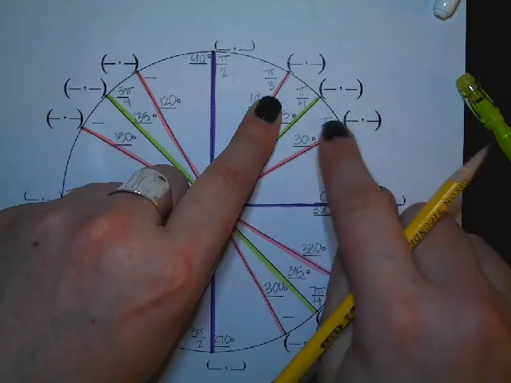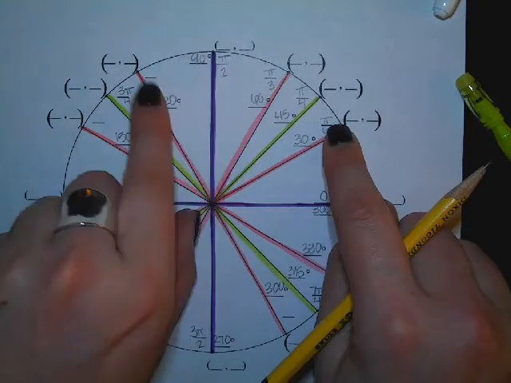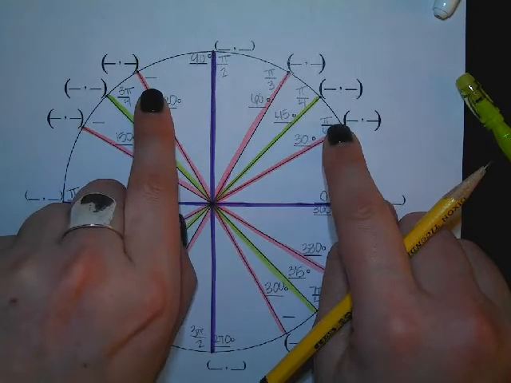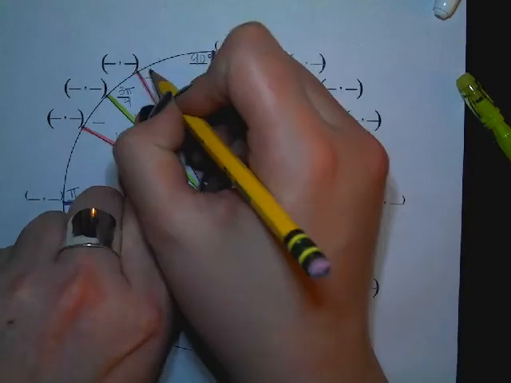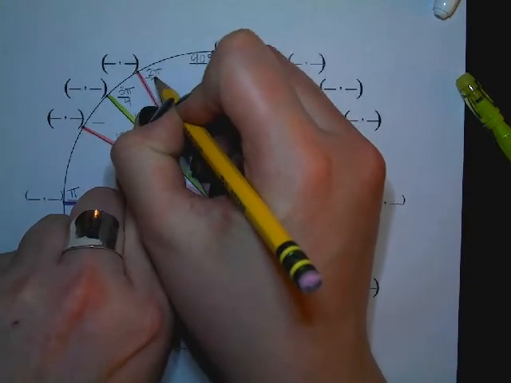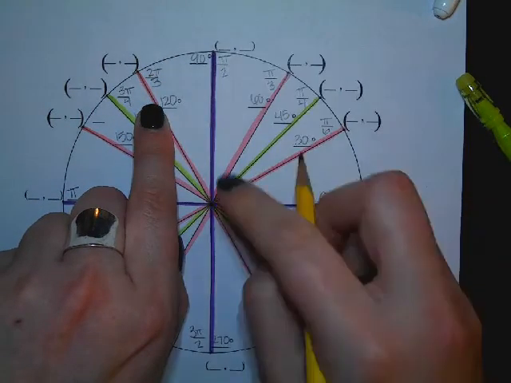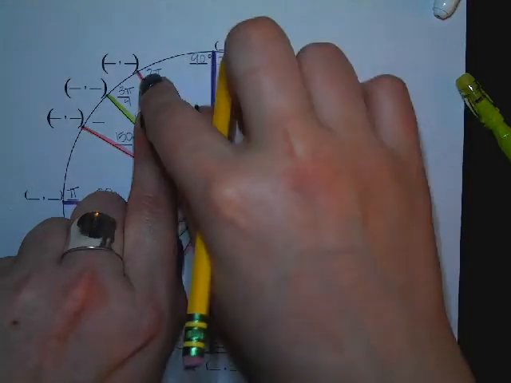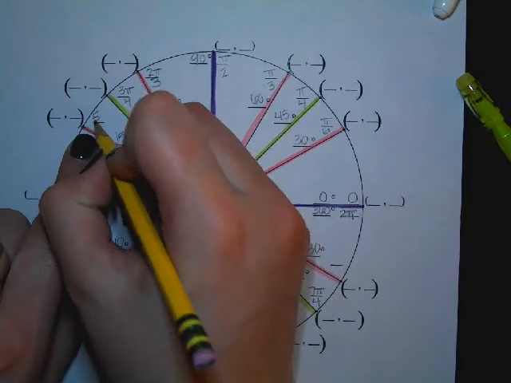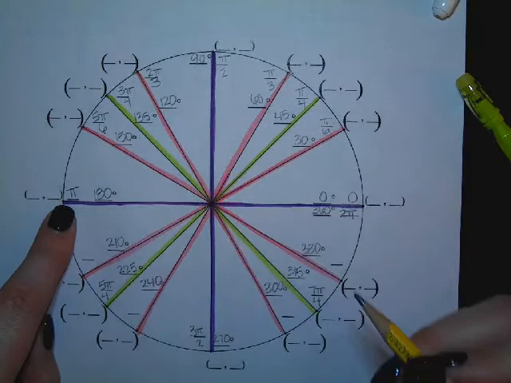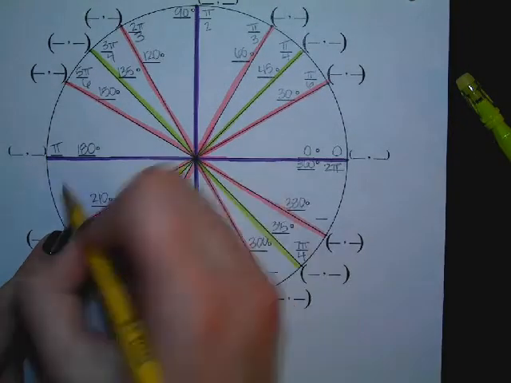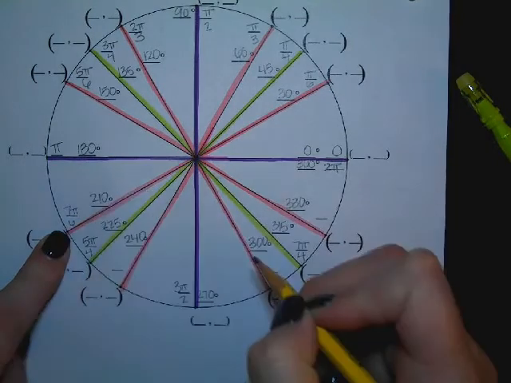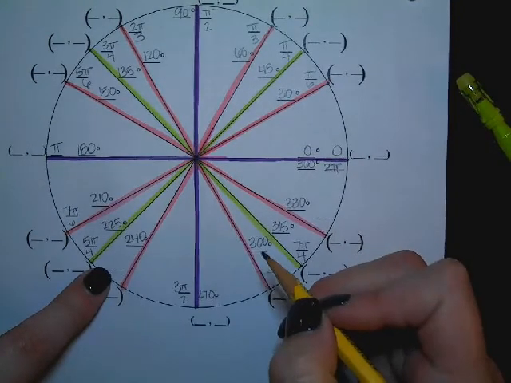Okay. 1/6, 2/6, 3/6, 4/6, but we're not going to write that. Instead, we're going to write 2/3. 2/3. 1/6, 2/6, 3/6, 4/6, 5/6, 6/6. Okay? Or 1. 7/6. 8/6, but we don't write 8/6. 4/3.